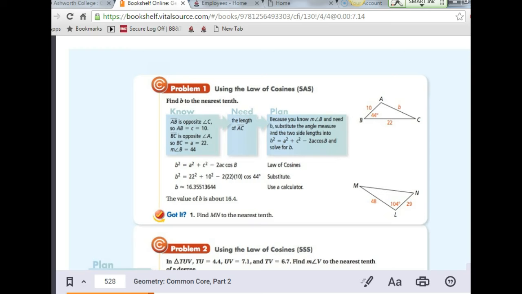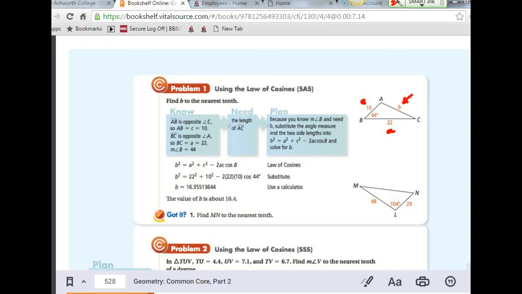You need to know that the opposite of C is AB, but opposite of C is going to be considered to be little c. Okay? So we're going to call that little c, just like across from B is little b, and across from A we would call that little a.